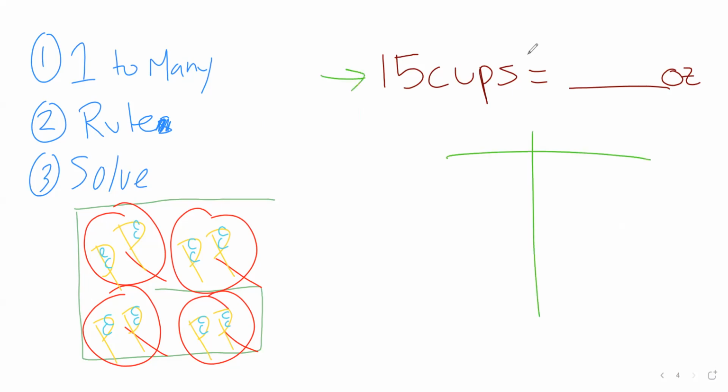Remember, I'm not even thinking about this stuff yet. I'm just thinking about cups and ounces. What do I know? Is it 1 cup as many ounces or 1 ounce as many cups? Well, that information I did not write on this, but if you remember, 1 cup is equal to 8 ounces. So there is my one to many. What I can say here is I know if I have 1 cup, I have 8 ounces.